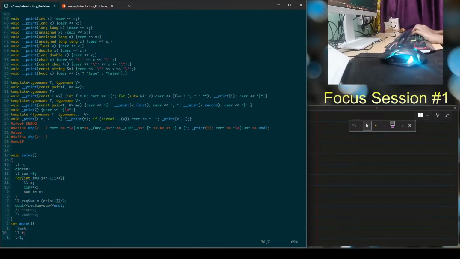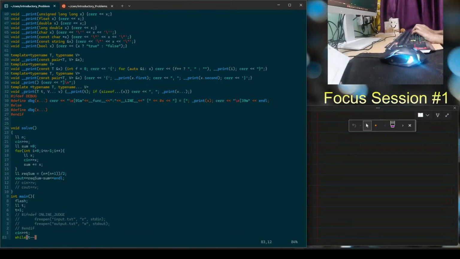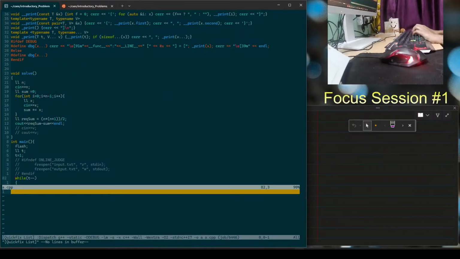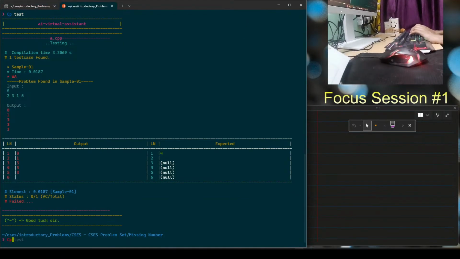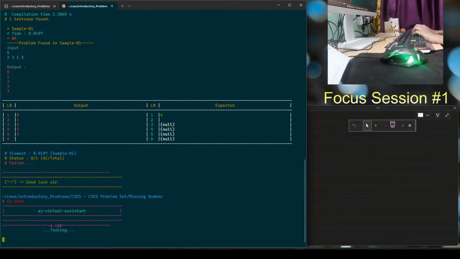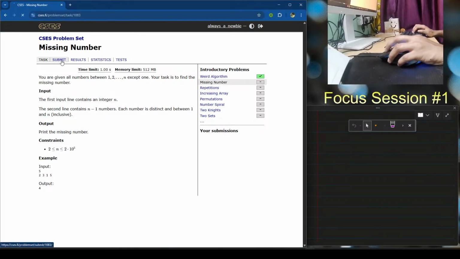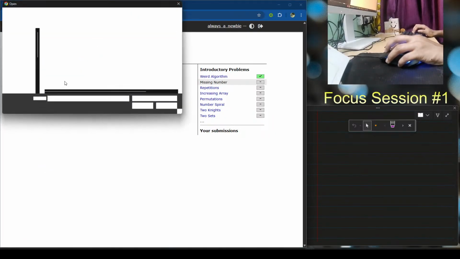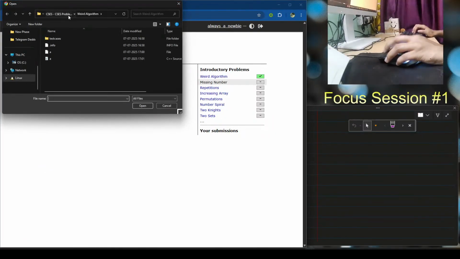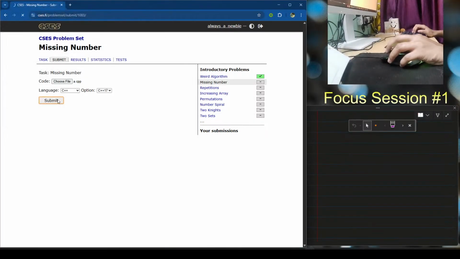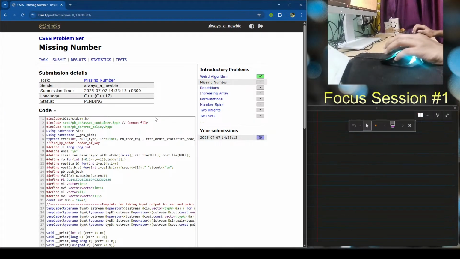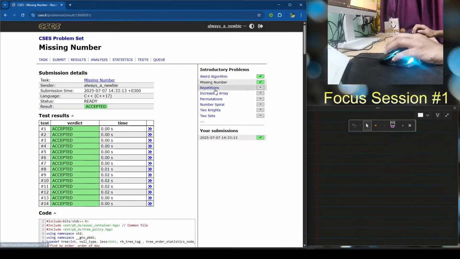Oh, my bad. Compile again. Set this up. I hope I'm audible as I'm using my desktop audio. Submit this. Okay, let's move to the next problem.